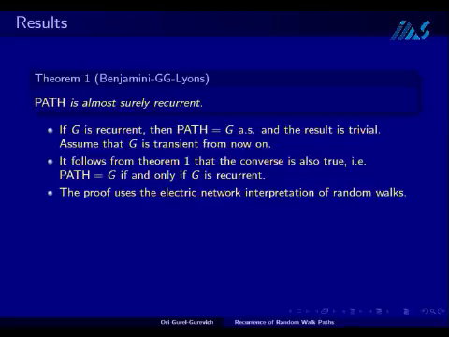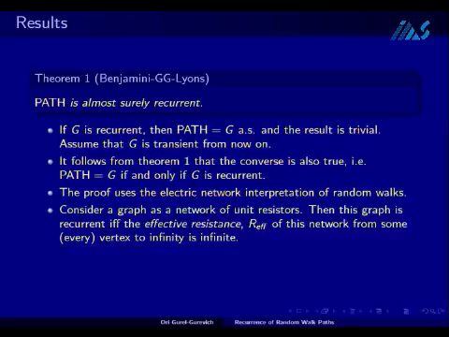What is the electric network interpretation? So I'm just going to do some hand waving now and explain it in more detail later. We take the graph that we have. Suppose it was just a finite graph, and we assume that every edge is a unit resistor, and we look at it as an electric network, and we can measure the electric resistance between two points. Similarly, we can do this for an infinite graph, measuring the resistance from some point to infinity, which we will make precise later.